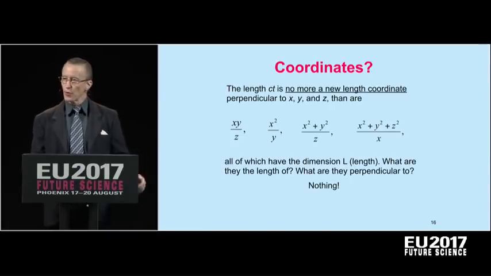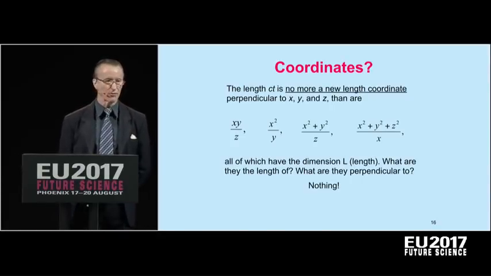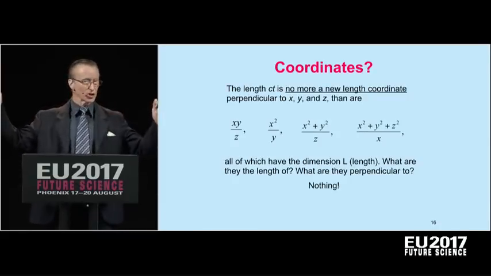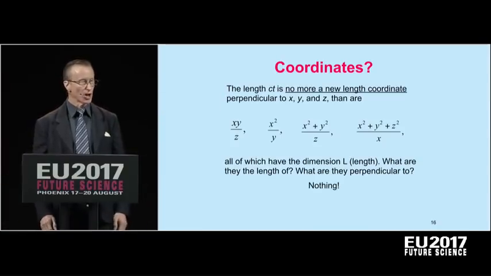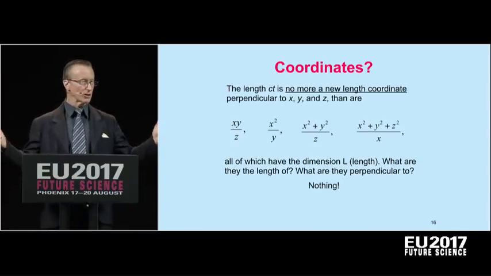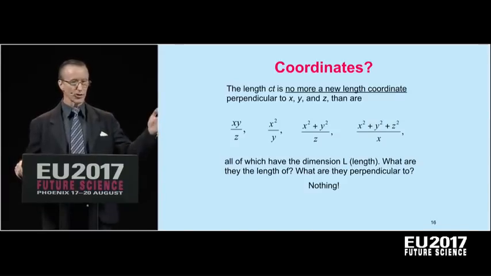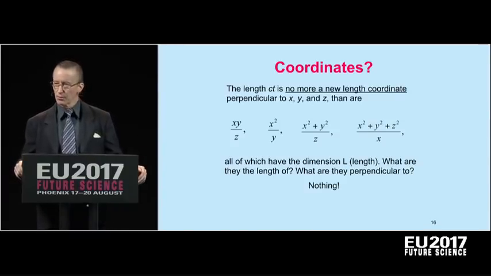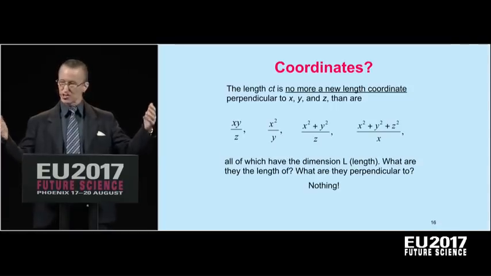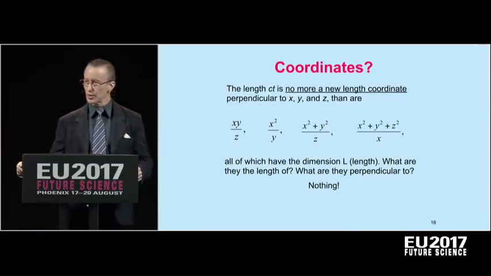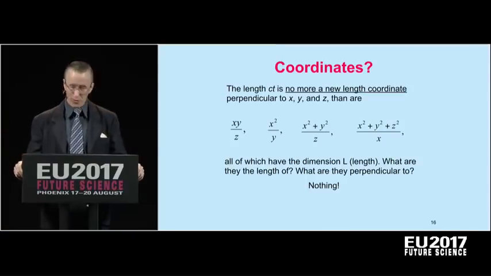So I ask you now, if I have xy over z, is that the length of anything? What is it the length of? We've got our x, y, and z coordinates. I take xy, and I divide it by z. What's that the length of? It's not the length of anything. It has dimensions of length. There's a formal mathematical relationship, but what is it the length of? It's certainly not the length of a hypotenuse of a right triangle, and it's not the length of an x or a y or a z. It's just some combination of x's, y's, and z's to produce length. But it's not a new dimension, and it's not orthogonal to any of those dimensions. It's just nothing. It's not the length of anything.